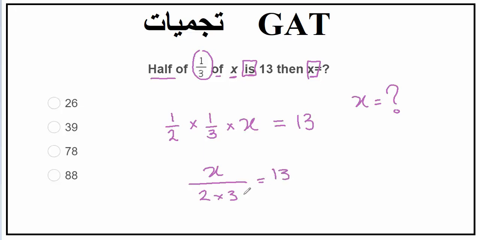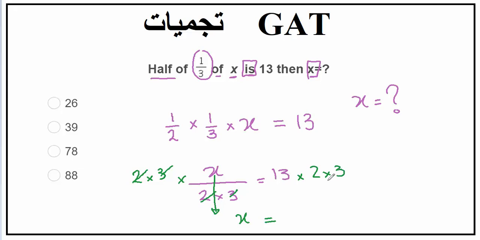13. So because over here everything x is being divided by 2 times 3, what I'm going to do is multiply it by 2 times 3 on both sides, so these cancel out, and then all I'm left with is the x, which is supposed to be equals to 13 times 6. Or then what you can do is, because we don't have calculators, yeah?